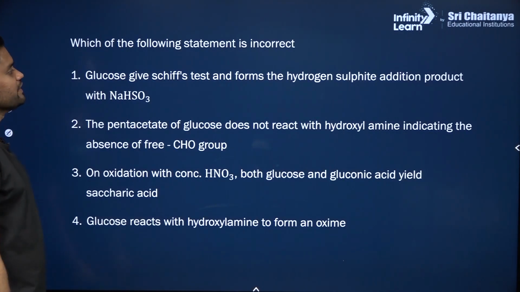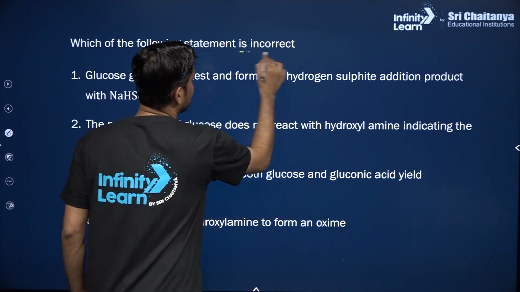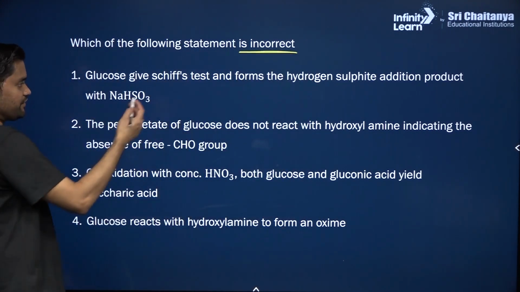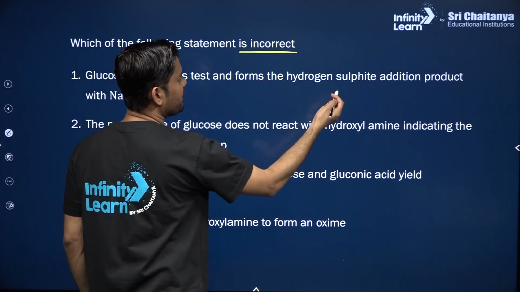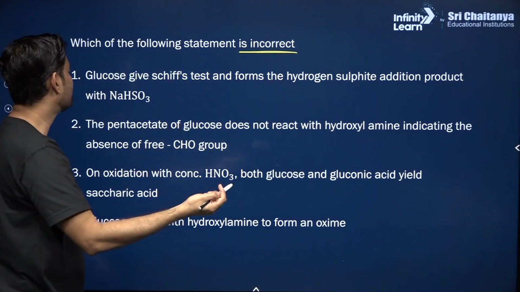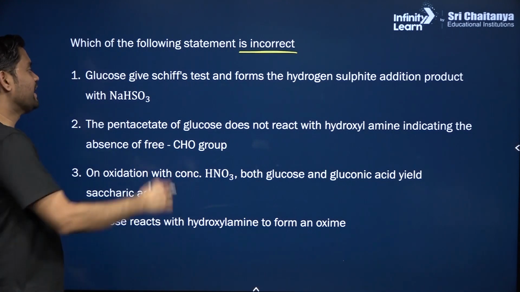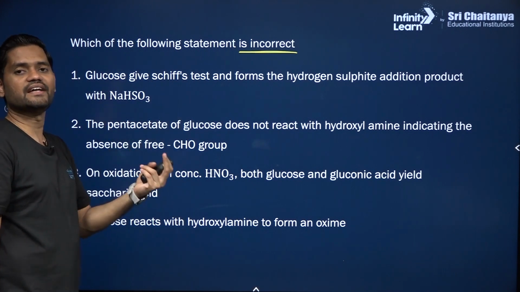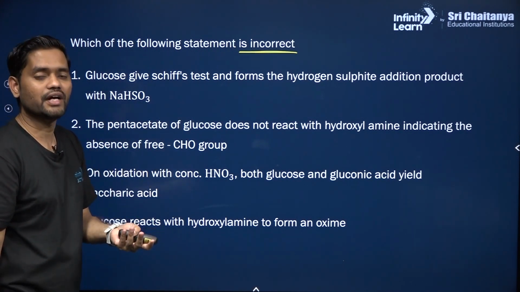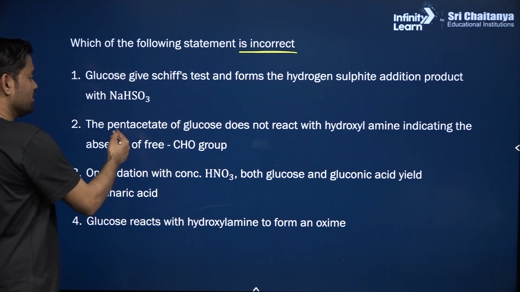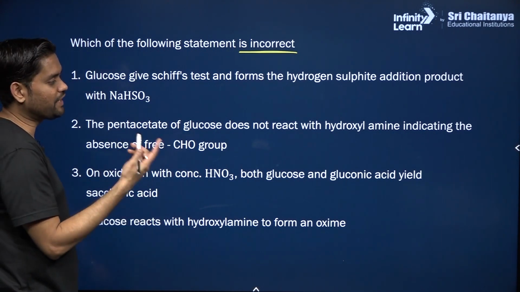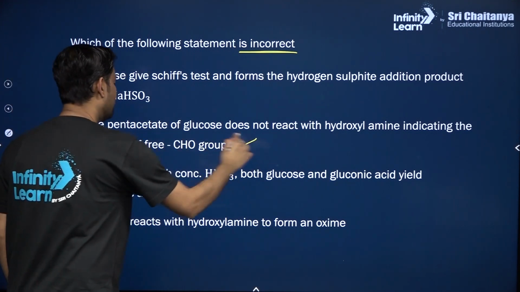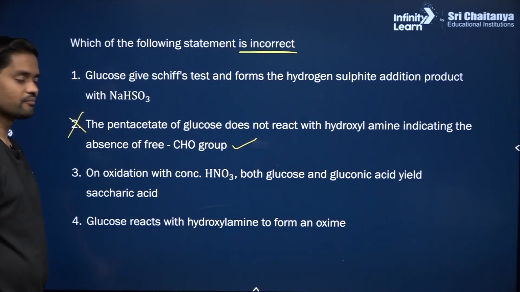Next, which of the following statement is incorrect? Glucose gives Schiff's test and forms hydrogen sulfite addition product with NaHSO3. That itself is wrong. It does not give this test. That gives the idea that there's an absence of free aldehyde group. Next, the pentacetate of glucose does not react with hydroxylamine, indicating the absence of free OH group. That is a correct statement and hence not the right answer.